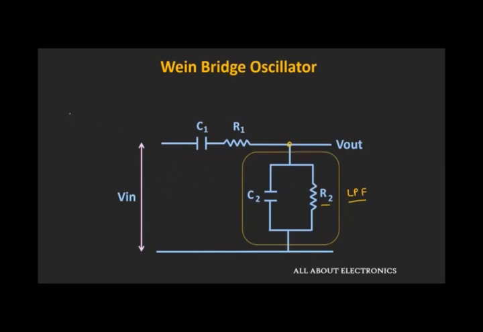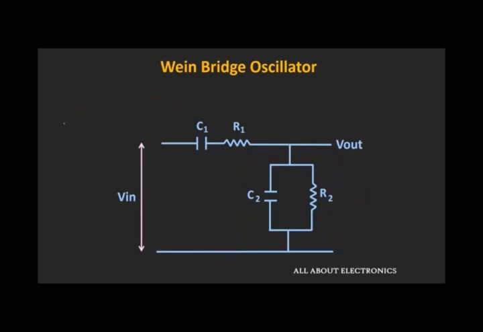But at one particular frequency, the output of the circuit will be maximum, and that frequency is known as the resonant frequency. So in a way, this RC feedback network will act as a notch filter. And if you see the response, then the response of this RC feedback network will look like this. So only at one particular resonant frequency, the output of the circuit will be maximum, and at the rest of the frequencies, the output will be minimum.